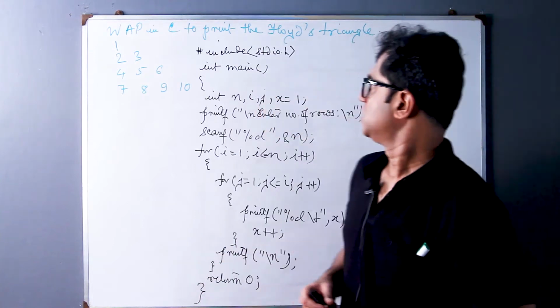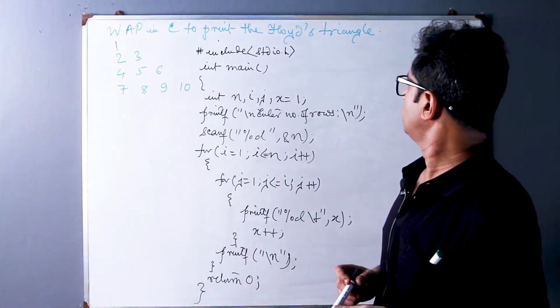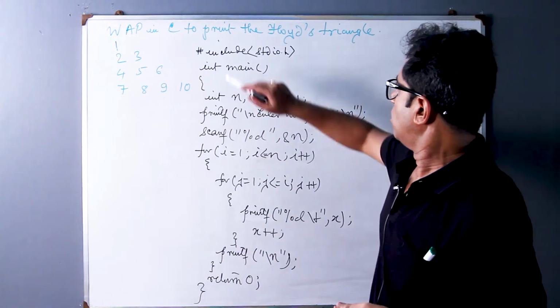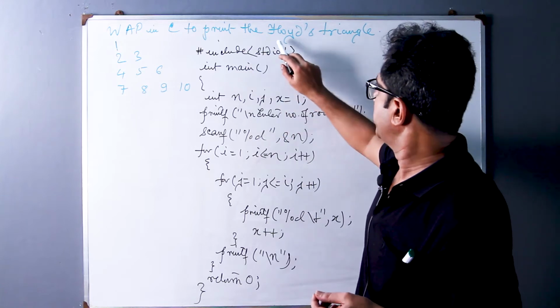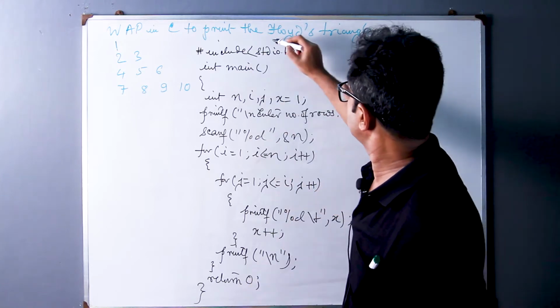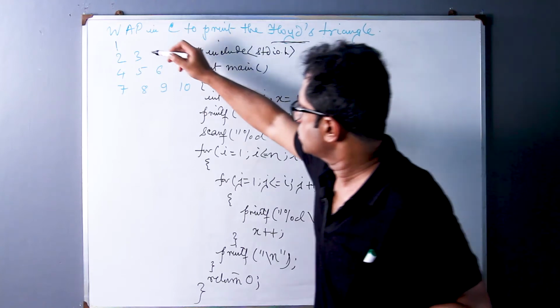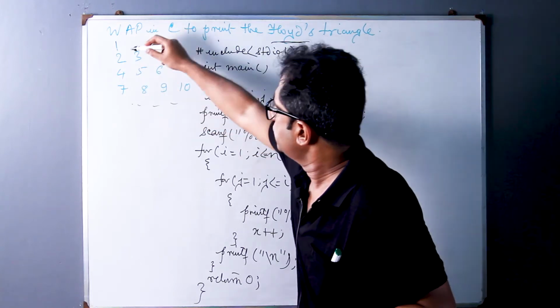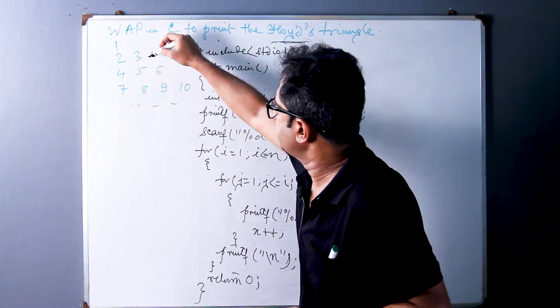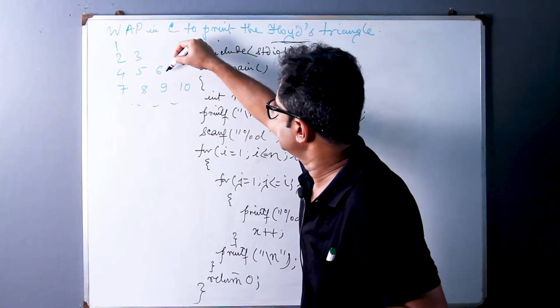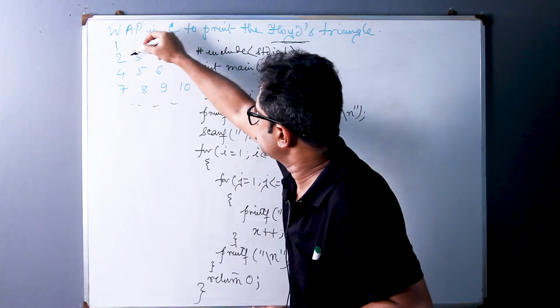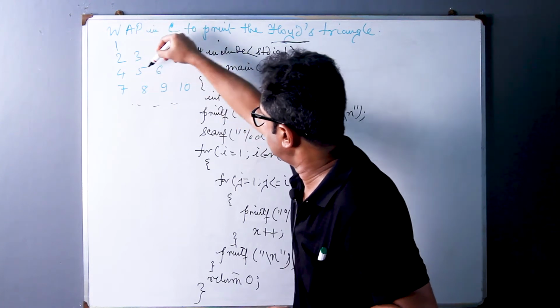Hello friends, today we are going to show you a very interesting program of pattern printing, that is we are going to print the Floyd's triangle. So Floyd's triangle is a special triangular pattern which goes like this: 1 in the first line, 2, 3 in the second line, 4, 5, 6. So one number in the first line, two numbers in the second line, three numbers in the third line.